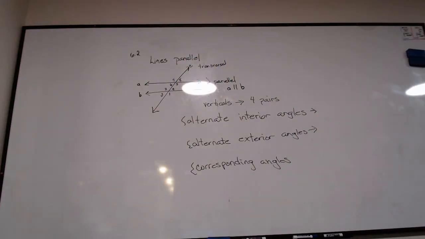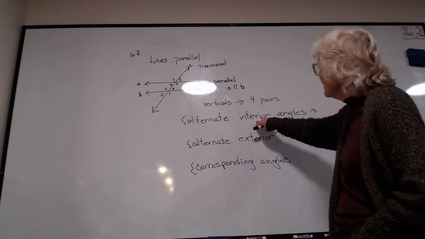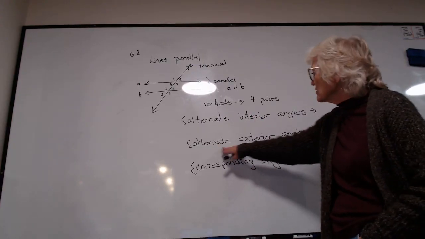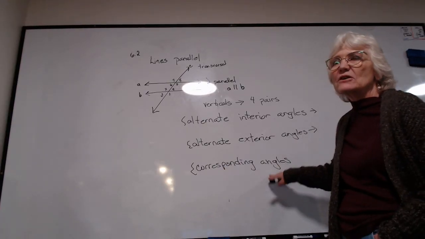Part of it is learning just how to identify them. By the way, all of these are congruent when you're talking about them. So all alternate interior angles are equal, all alternate exterior angles are equal to each other, and all corresponding angles are equal to each other.